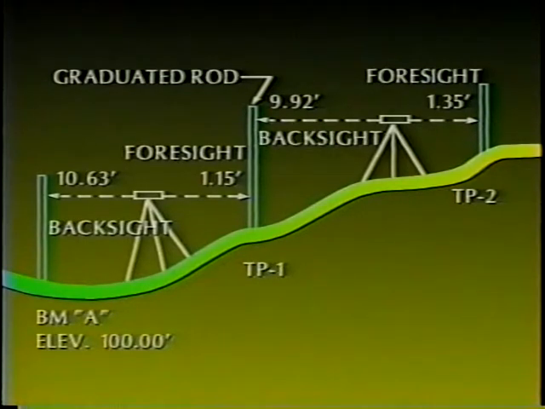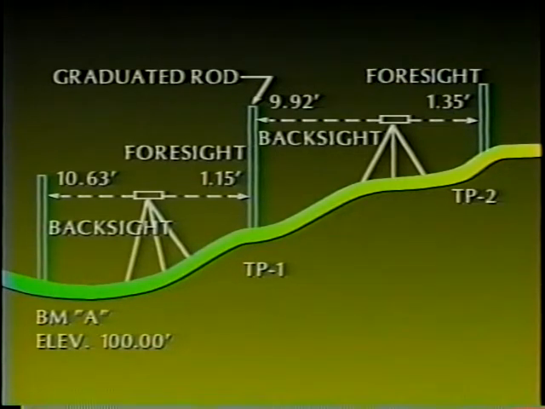The level is set up some distance from a benchmark, and the direction the level run is to proceed. A benchmark is a permanent point with a known elevation, such as BMA. The rod is placed on the benchmark and a backside reading is taken with the level. This reading is added to the elevation of the benchmark, which gives the elevation of the level. In this case, 100 feet plus 10.63 feet equals the height of the instrument, or 110.63 feet.